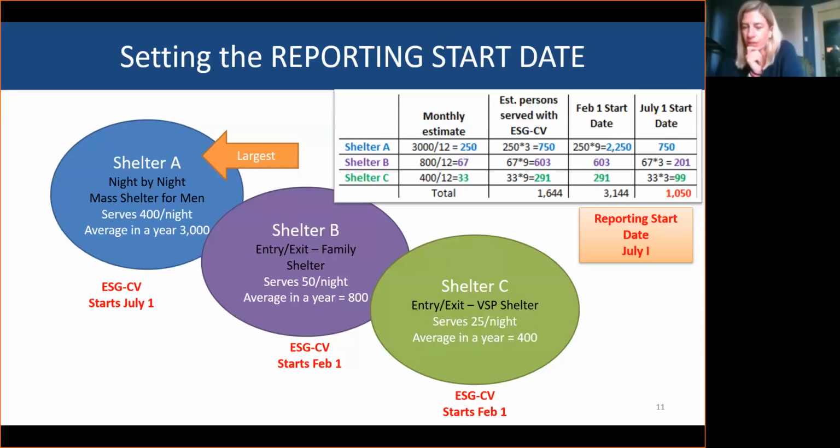So there's a question here. Could the report start date be June 1st to get even closer to the first estimate of 1,644 people funded by ESG-CV? Meredith is laughing because that's the question she told me you would ask first. You could, if it didn't go over, because it's going to exceed the 1,644. So you want to go closest without going over.